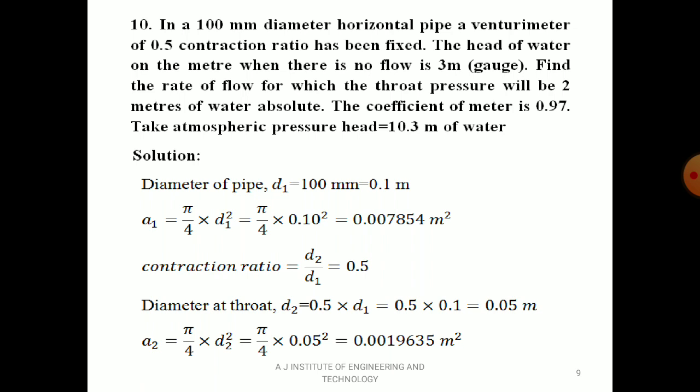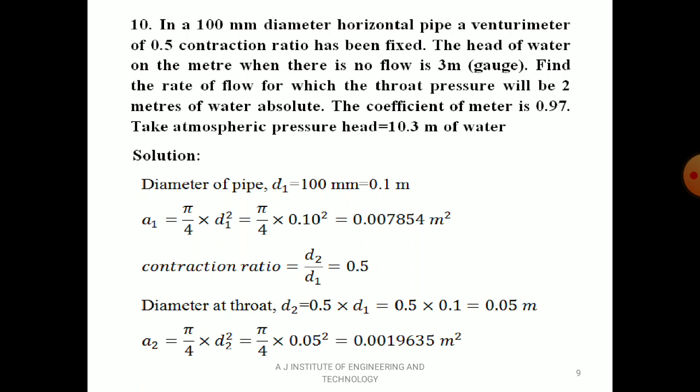Now the head of water on the meter when there is no flow is 3 meter gauge. I'll discuss that later. Find the rate of flow, that is Q value, for which the throat pressure will be 2 meters of water absolute. So the throat pressure is given in terms of water head.